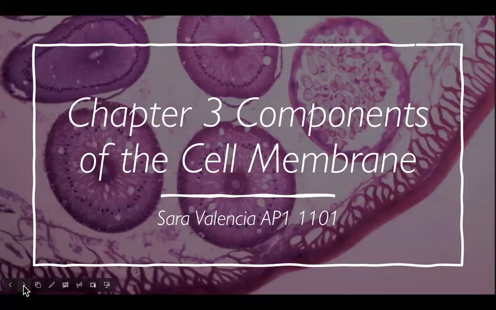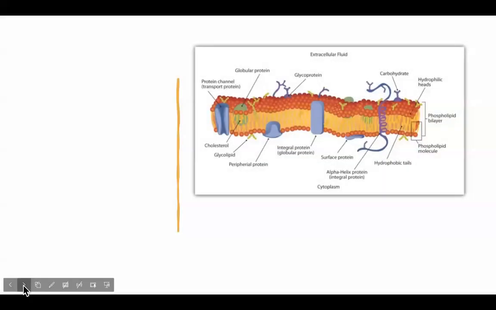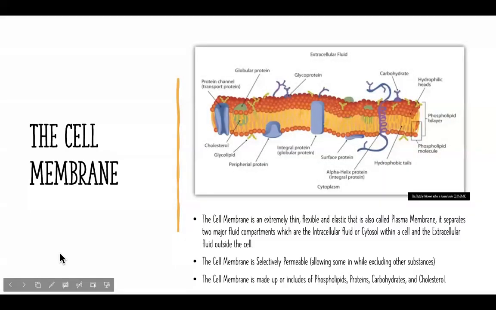Membrane. The cell membrane. The cell membrane is an extremely thin, flexible, and elastic structure that is also called the plasma membrane. It separates two major fluid compartments, which are the intracellular fluid or cytosol within a cell and the extracellular fluid outside the cell. The cell membrane is selectively permeable, allowing some substances in while excluding others. The cell membrane includes phospholipids, proteins, carbohydrates, and cholesterol.